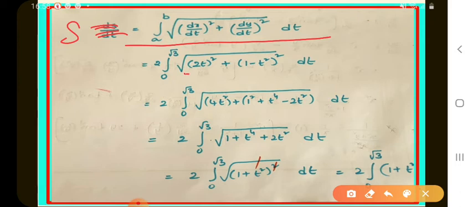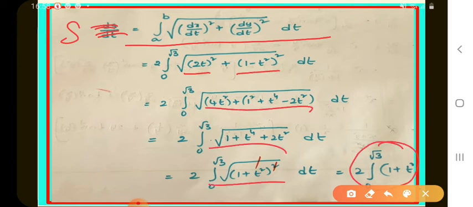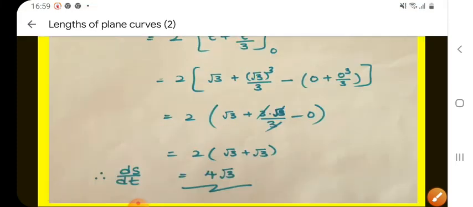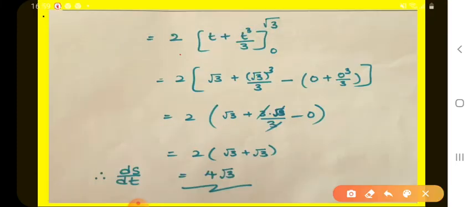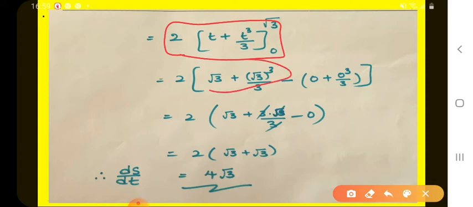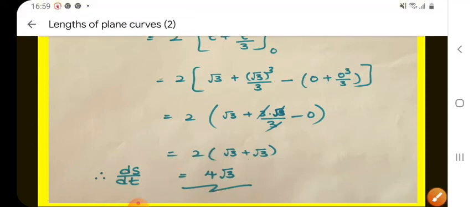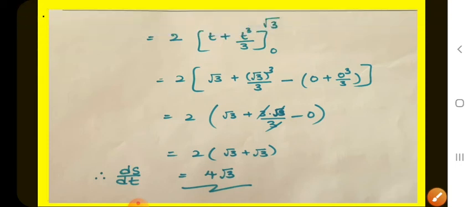What is dx by dt? 2t whole square plus 1 minus t square whole square. After simplification we get integral 1 plus t square dt. Integration of 1 is t, and with respect to t square is t cube by 3. So I write t plus t cube by 3, limit 0 to root 3. Substituting root 3 and 0, we get the answer 4 root 3. This is the parametric form equation.